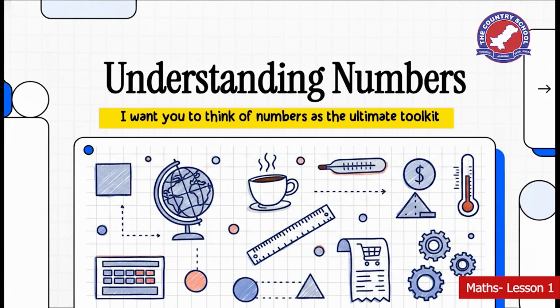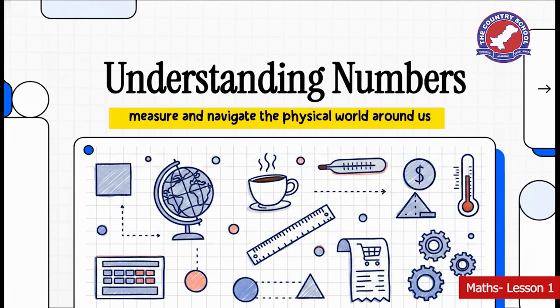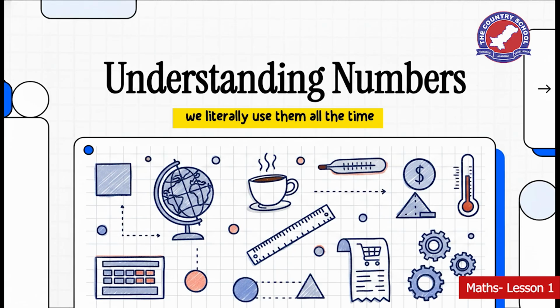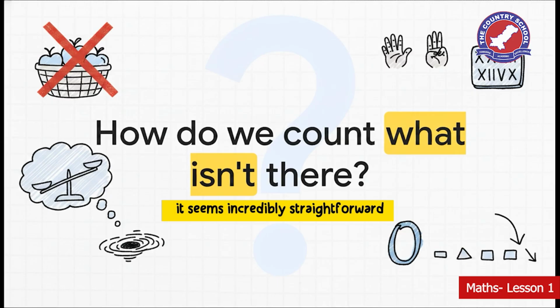I want you to think of numbers as the ultimate toolkit we use to describe, measure, and navigate the physical world around us. We literally use them all the time, whether we're buying a cup of coffee, checking the weather, or figuring out how far away something is. But really, how often do we stop and actually look at the numbers themselves? It seems incredibly straightforward when we're counting physical, tangible things, right?